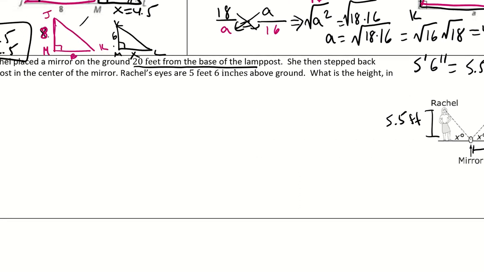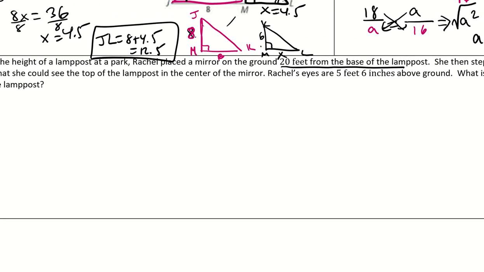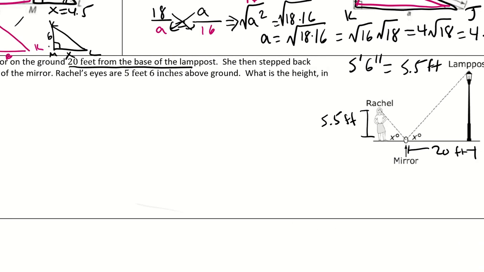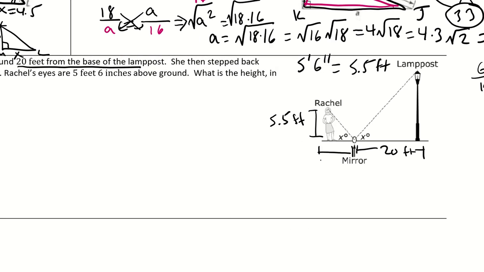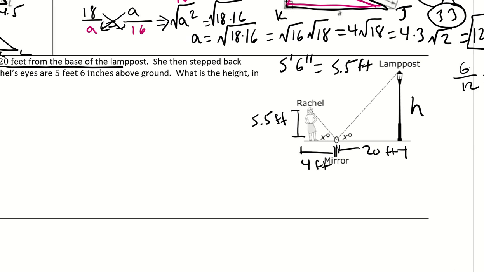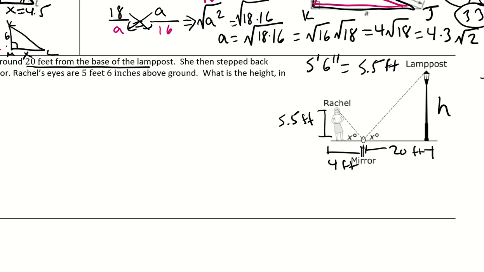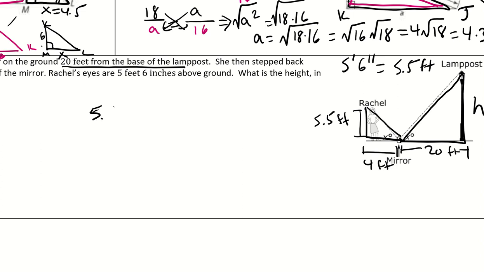All right. And then it says she steps back 4 feet. So she stepped back away 4 feet from the mirror. All right, and we're trying to figure out the height of the lamppost. Okay, so interesting. Since we have similar triangles here, you can see that these are both right triangles, right? So we have a right triangle here and a right triangle here. So we can say that 5.5 is proportional to h as 4 is proportional to 20.